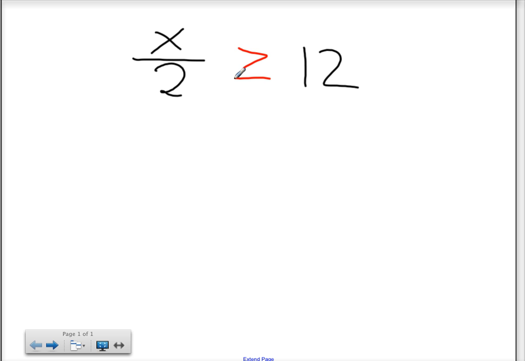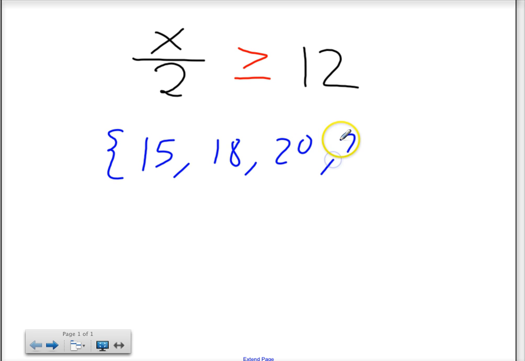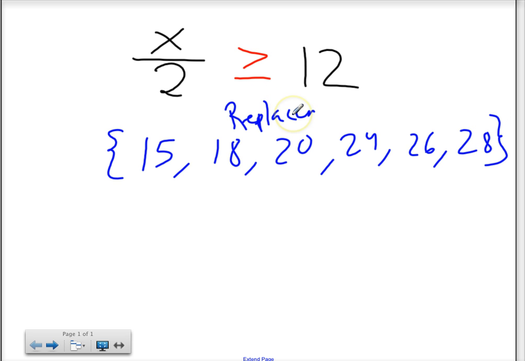Now my next step is, I'll give you a replacement set, and you figure out which one will make it work. Okay? Here we go. 15, 18, 20, 24, 26, 28. Okay, so I just give you a replacement set, and I want you to test out to see which one will make the above inequality true. Notice I'm saying inequality this time because it's not an equal sign, right? Which one here will make the inequality become true?